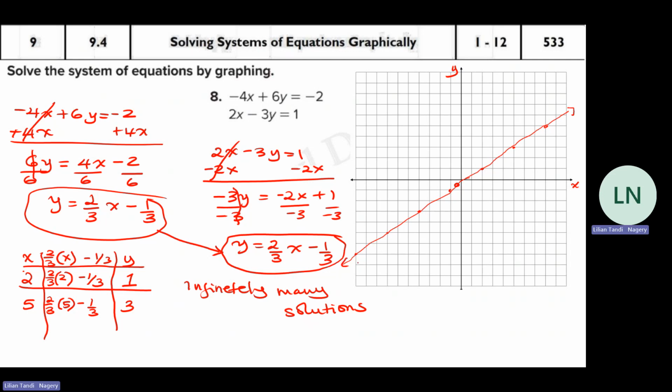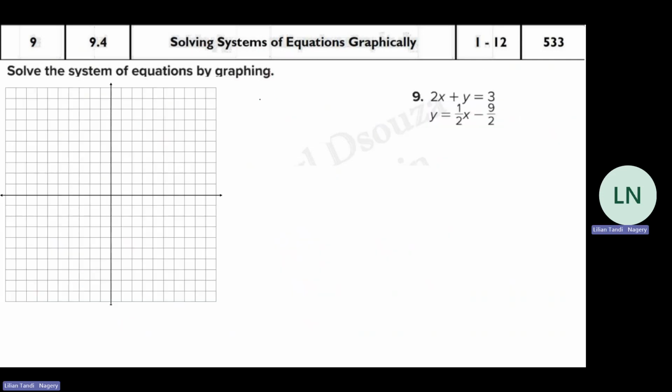And what do you have here? You write both of them. Negative 4x plus 6y equals to negative 2. 2x minus 3y equals to 1. Okay, just like that. This one looks like a dot. It's supposed to be 0. Anyway, you understand what I'm saying. Because we have practice in class, so there should be no reason why you don't know how to draw a graph.